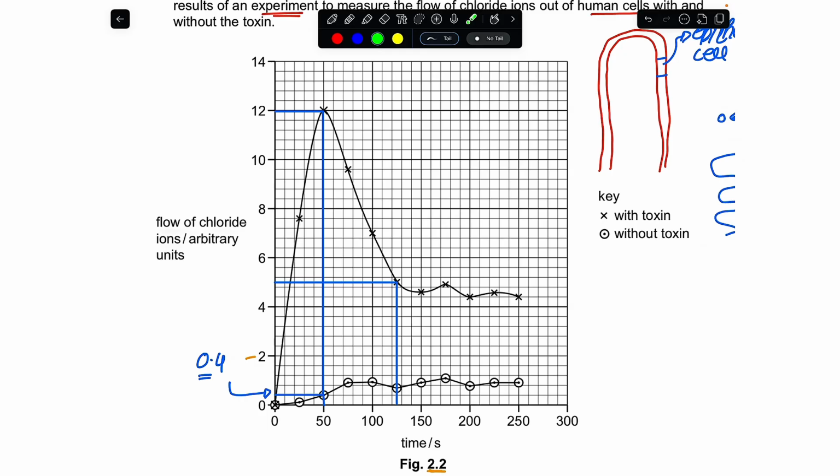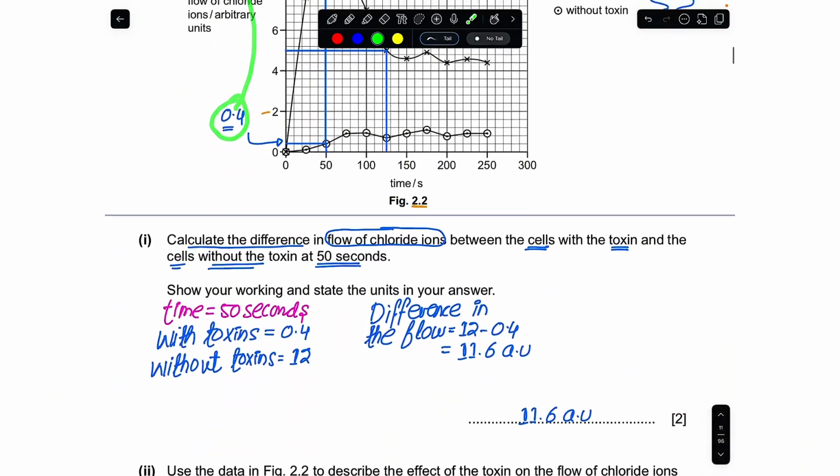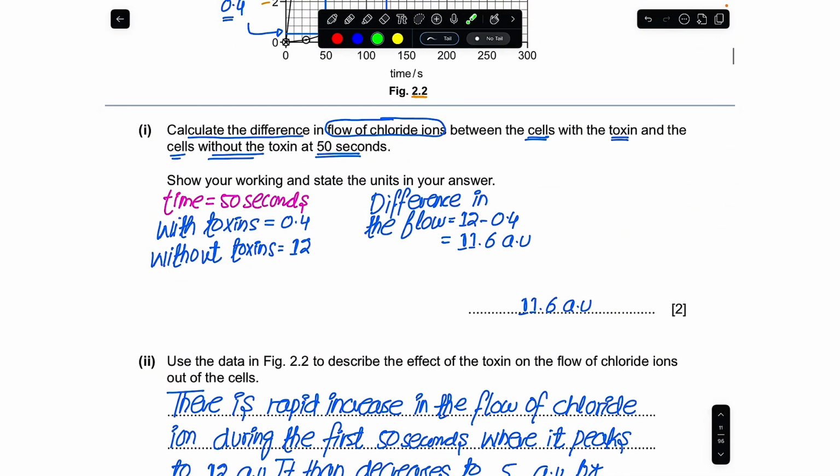Since I have to calculate the difference in the flow of the chloride ion, now I have got my values. What I'm required to do is subtract this value from this value, and then we would have our difference in the flow of the chloride ion. As I have written here, when the time is 50 seconds, with toxins, the flow of the chloride ion is 12, and with no toxins, the flow of the chloride ion is 0.4. So we simply need to take the difference. 12 minus 0.4 gives me 11.6 arbitrary units.